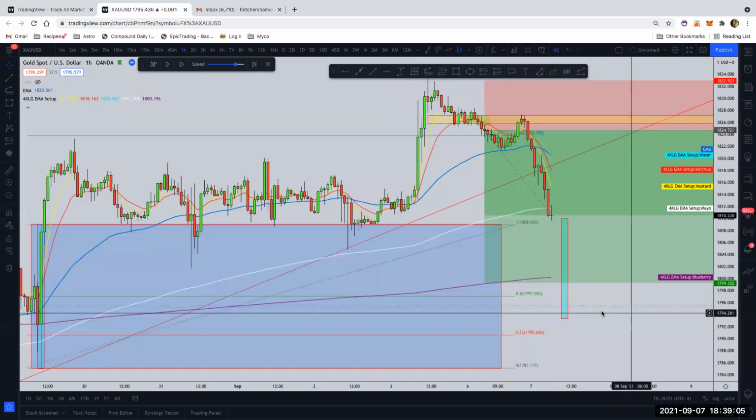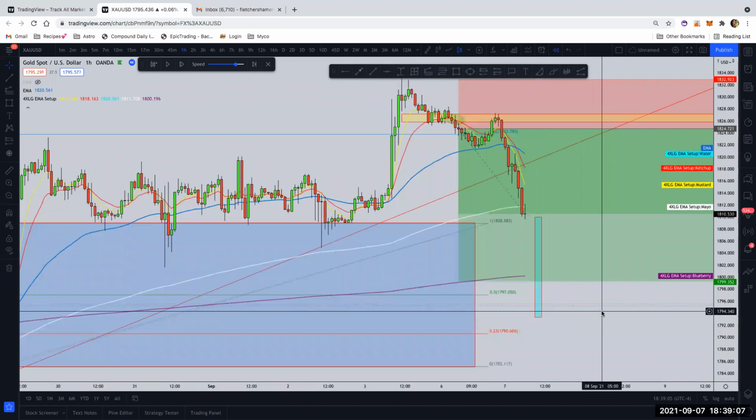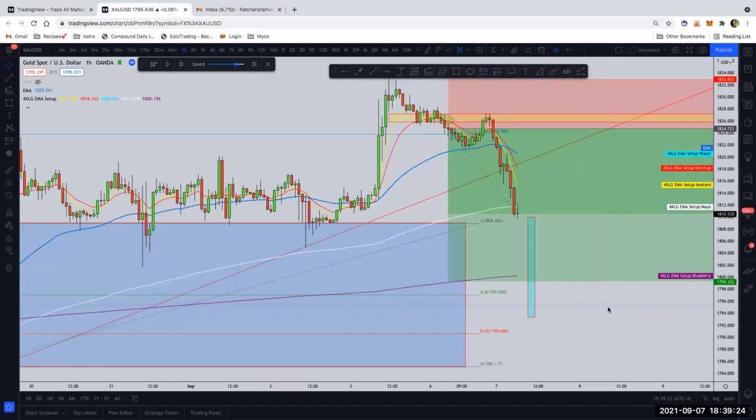So Mayo is the 200 moving average, which is the 2 hour, and it's like the 4 hour trend and above. It's a 4 hour trend and above. So it's the same concept as blueberry. Blueberry is just the ultimate target because it's the highest time frame. It tells us the highest trend.